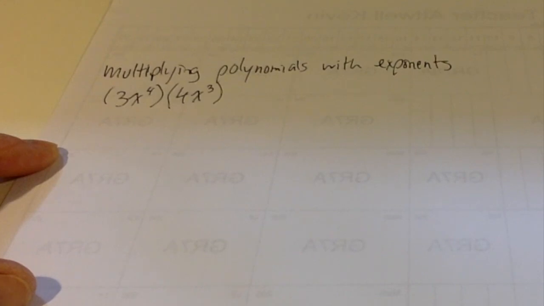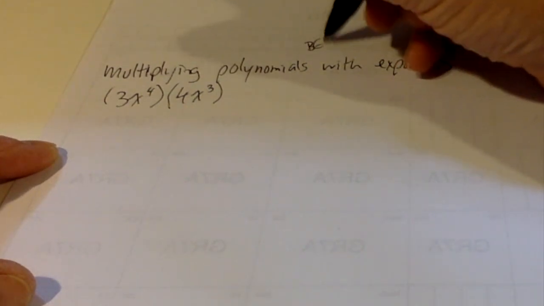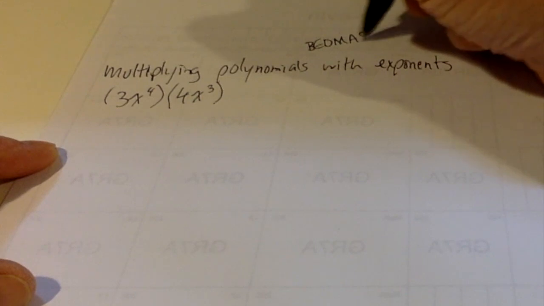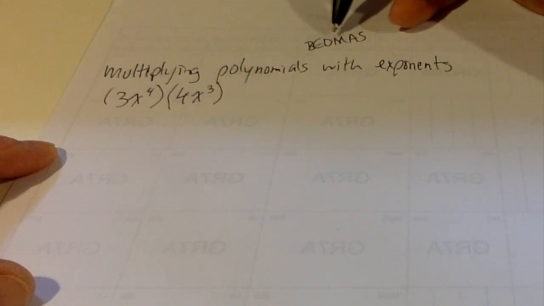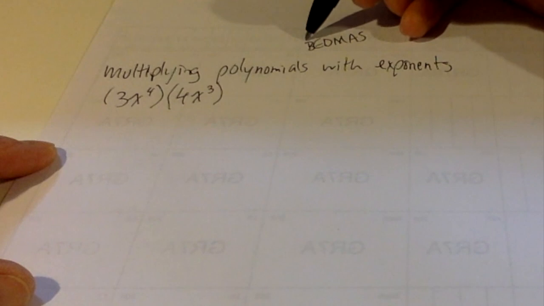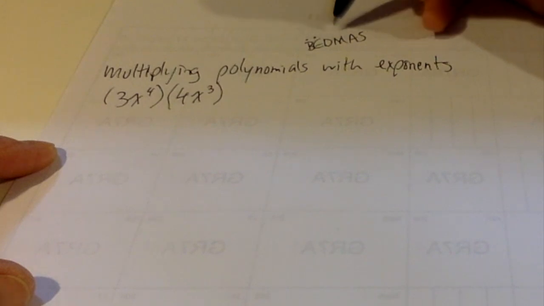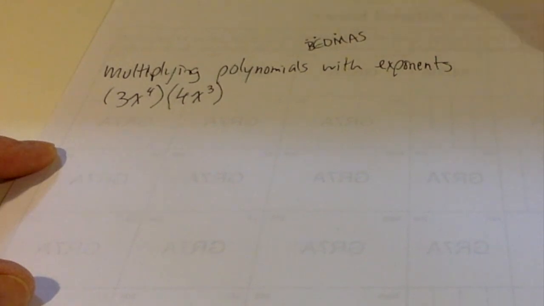So when we're multiplying, anytime you multiply, it doesn't matter the order that you do it, but we do know from BEDMAS that we do brackets and then exponents and then multiplication and division, then we do addition and subtraction. In this case, we've got brackets, we've got exponents, and we've got multiplication, okay?